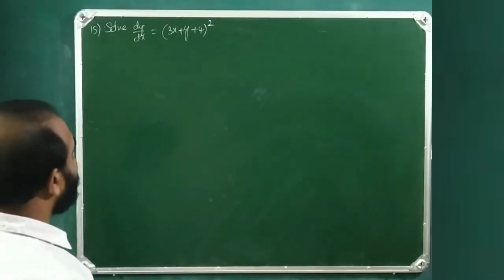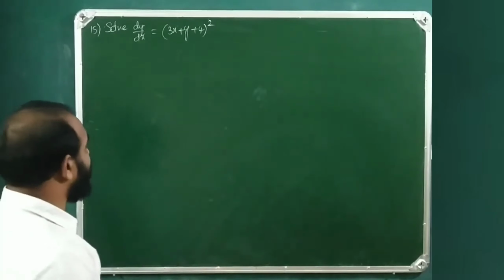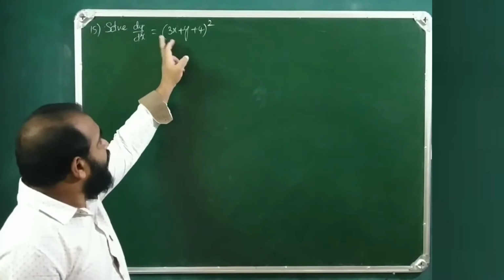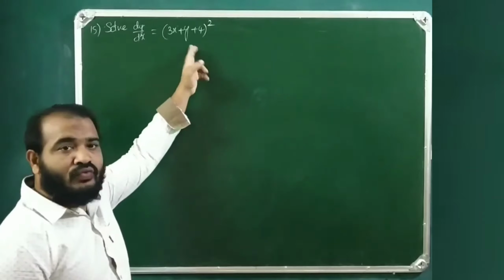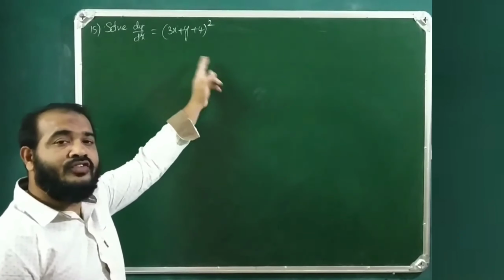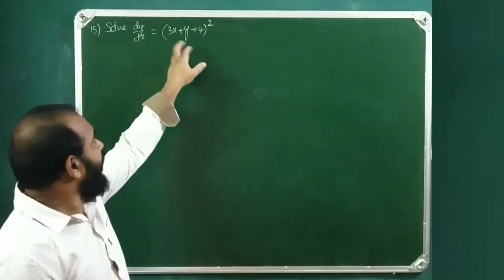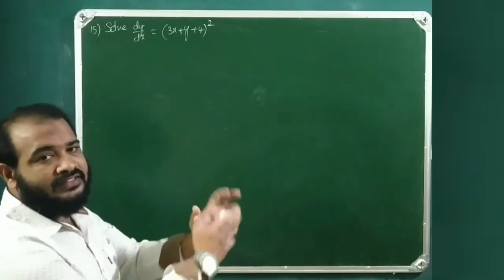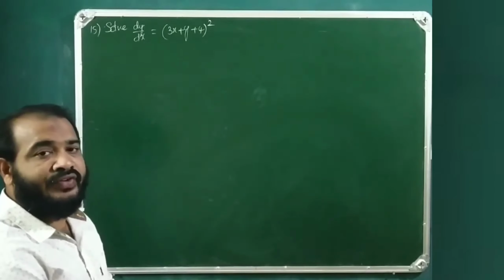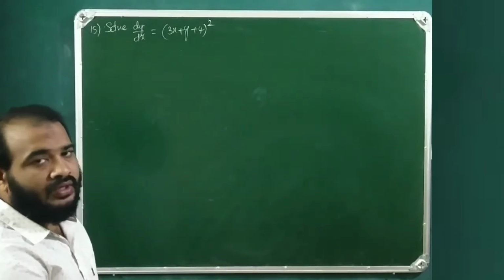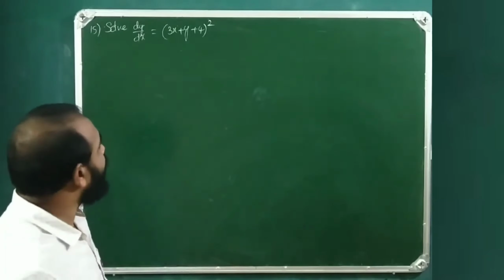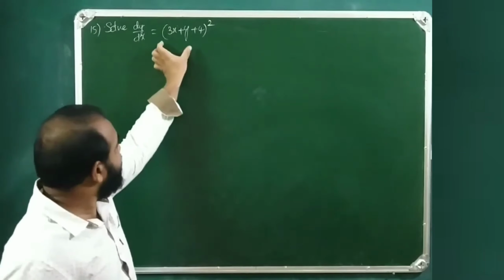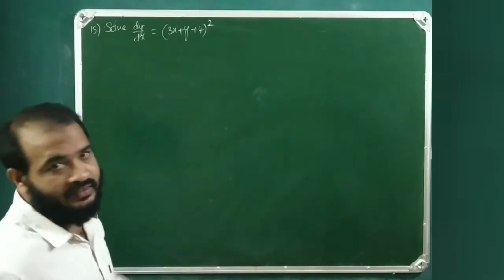Solve dy by dx equals (3x plus y plus 4) whole square. First of all, we cannot separate it. a plus b plus c whole square is a square plus b square plus c square plus 2ab plus 2bc plus 2ca. With 2ab, that means x and y will be mixed with each other. In that case, it is a very tough task for us to separate the variables. Therefore, instead of thinking in that way, let us take this to be some t.